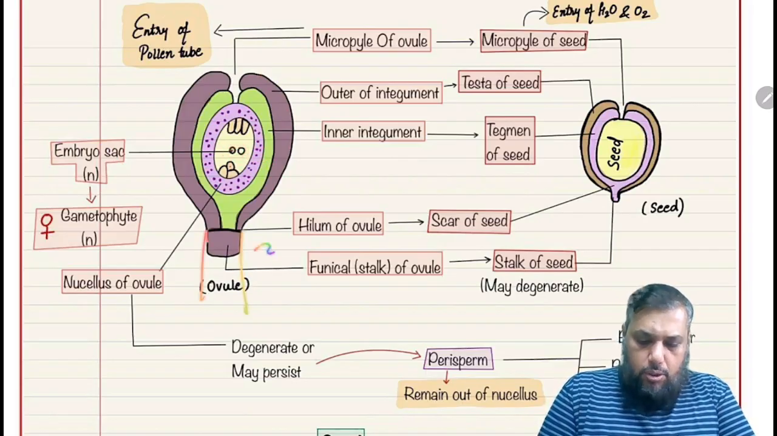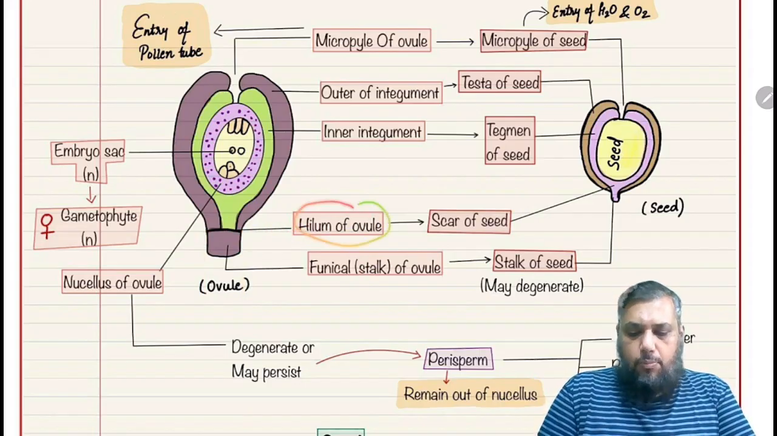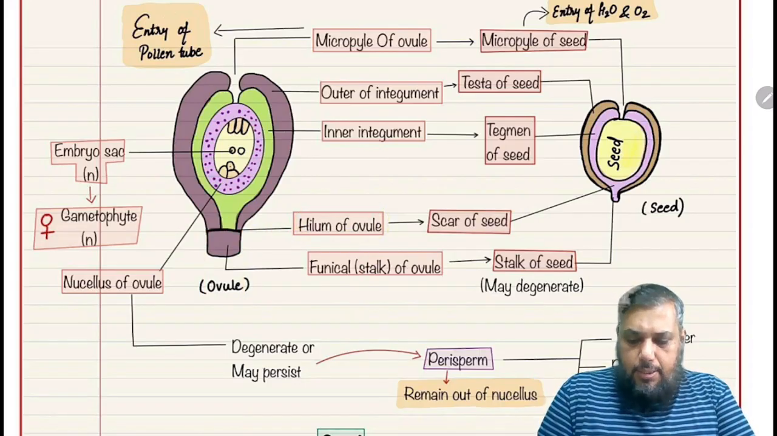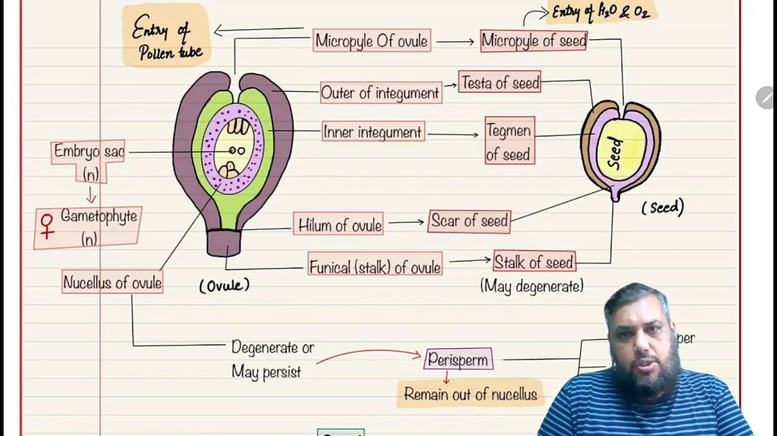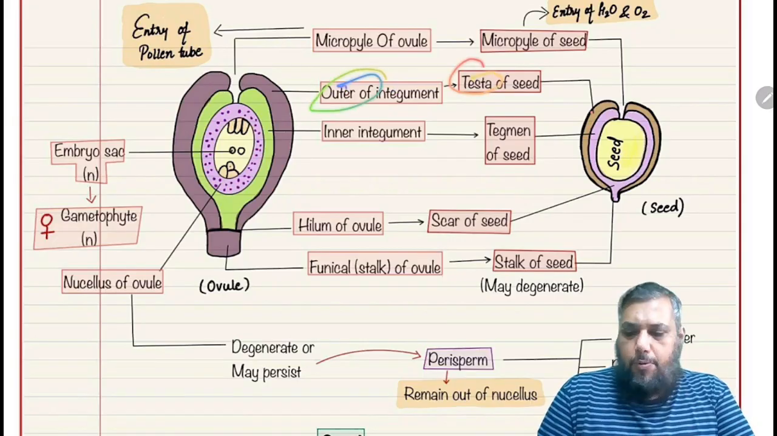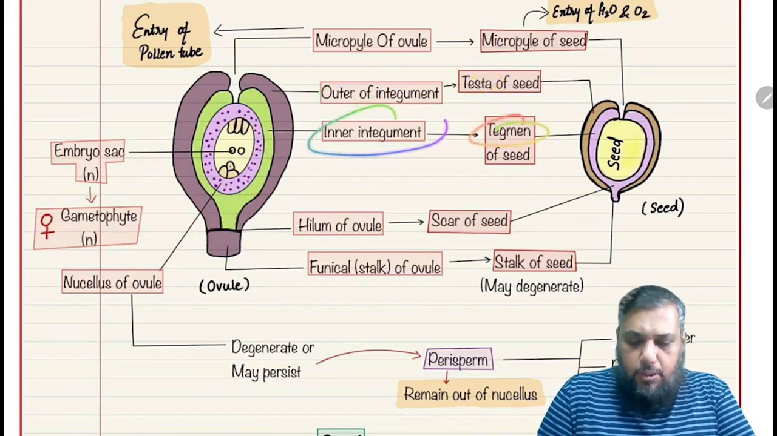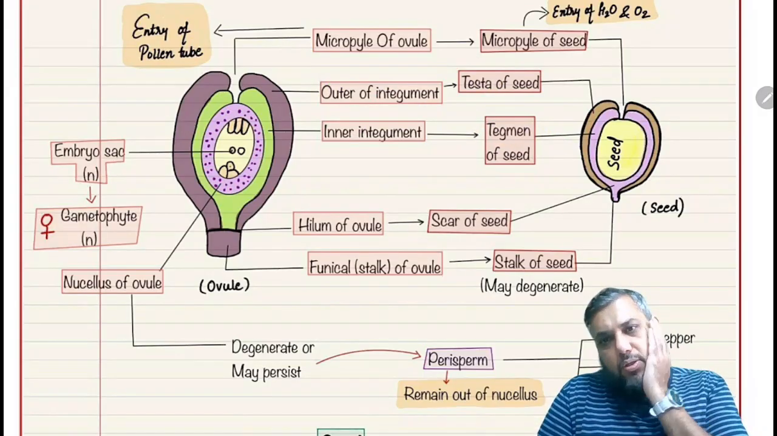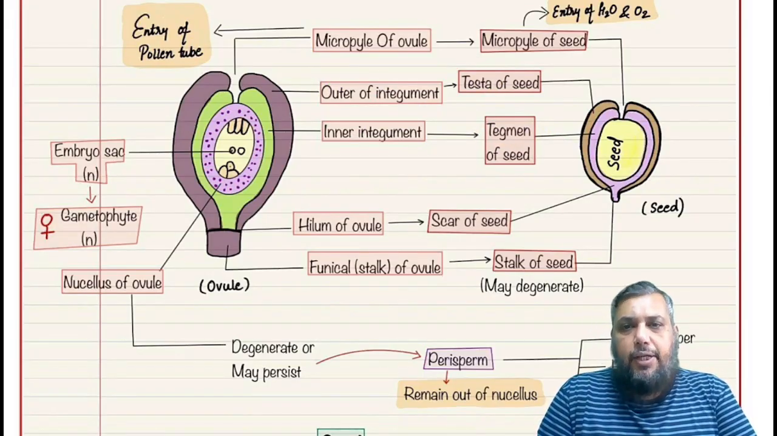The stalk of the ovule is called the funicle, and the point of attachment of the funicle to the body of the ovule is called hilum of the ovule. Now all these things we see in the seed. The outer integument will form the outer seed coat, the inner integument will form the inner seed coat, together called the seed coat. The outer seed coat is called testa, and it develops from the outer integument. The inner seed coat is called tegmen, and it develops from the inner integument. So integuments, outer and inner, change into the testa and the tegmen respectively, forming the seed coat.